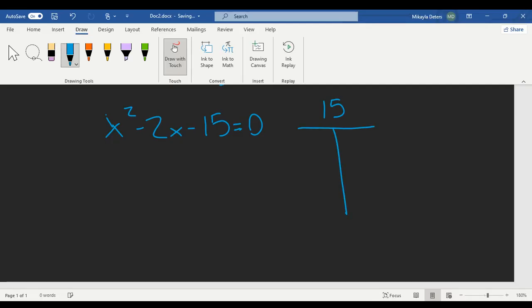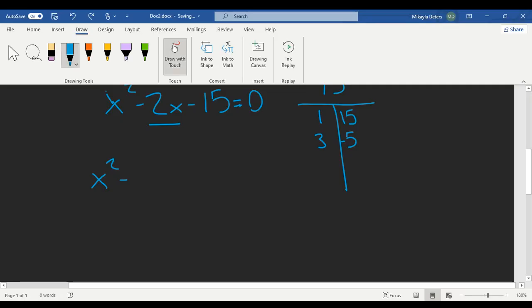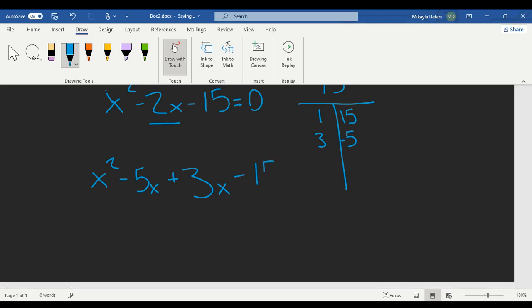So in here, we can see that 1 and 15, 3 and 5, then just goes to 5 and 3. We know we're going to need the 3 minus 5 is going to be negative 2, which is what we have right here. So x squared minus 5x plus 3x minus 15.